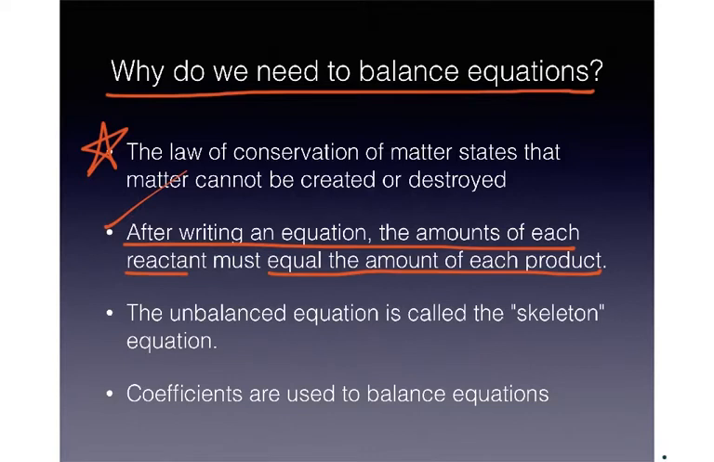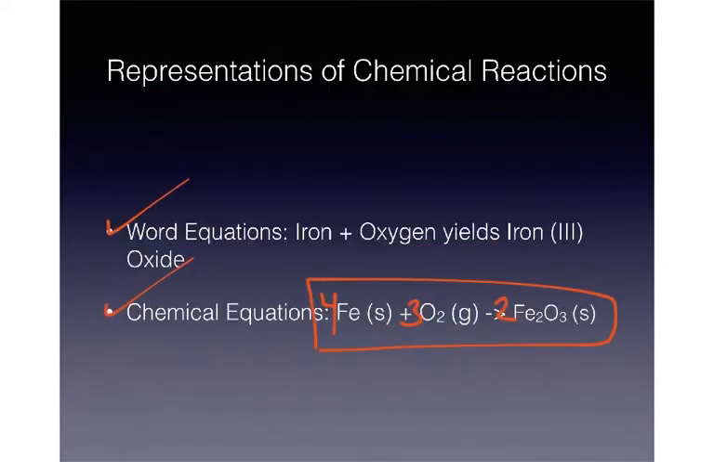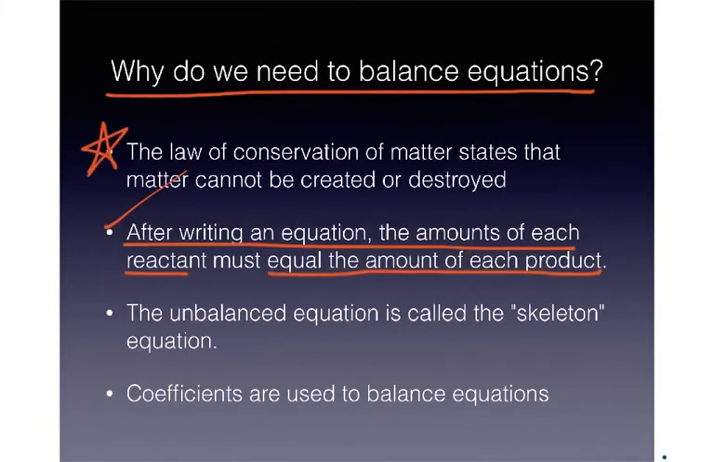The unbalanced equation, which is the equation with no numbers, is called the skeleton equation. While I was in class, they never asked for the skeleton equation. That's not useful at all. They never require that.